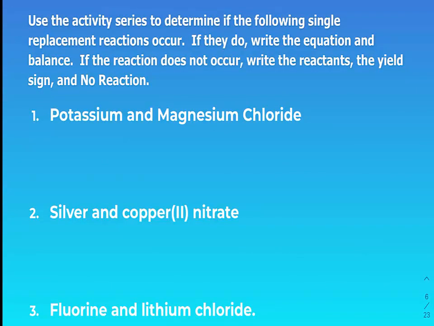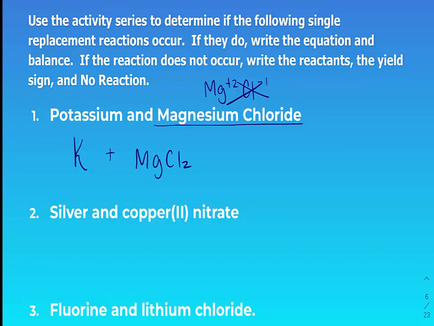Here we go. So potassium by itself is just the element K. And now for magnesium chloride, I'm going to think about those ions with their charges to put them together. Magnesium is Mg plus 2, chlorine is Cl minus 1. So crisscrossing, we have MgCl2.